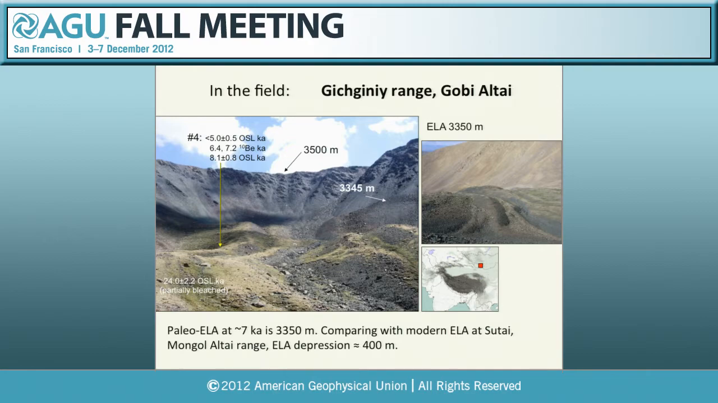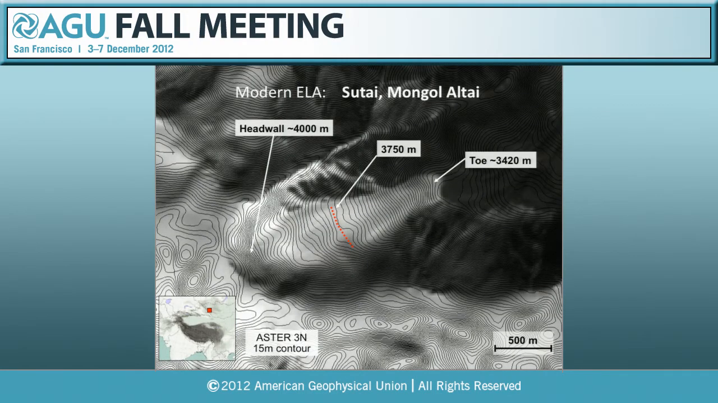It was a very surprising result for us, because in the mid-Holocene we would assume that everything was warm and glaciers would not have survived there. But we see this big advance in the Gobi Desert at 7,000 years ago. So what's going on? These two cases were to show how I would estimate the paleo-ELAs.